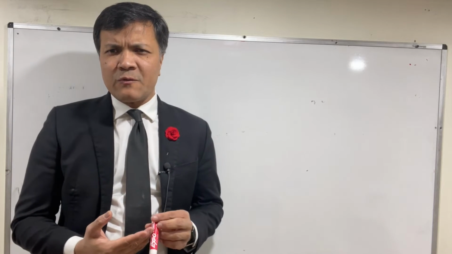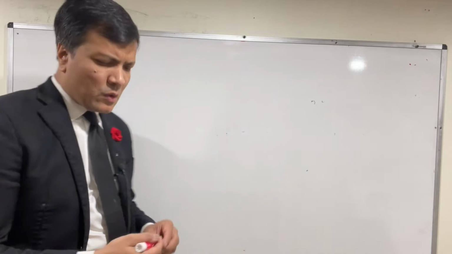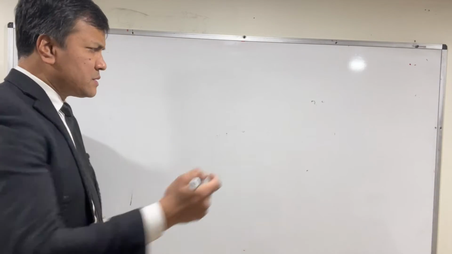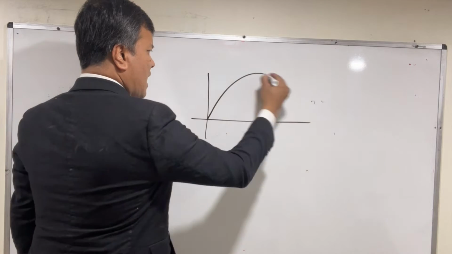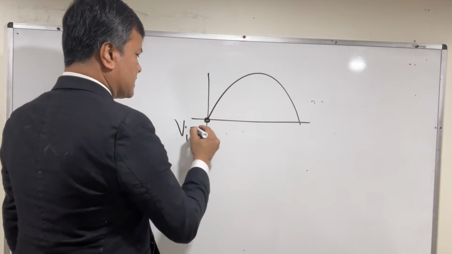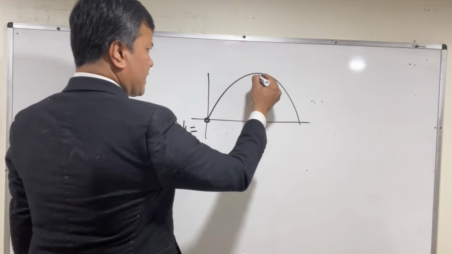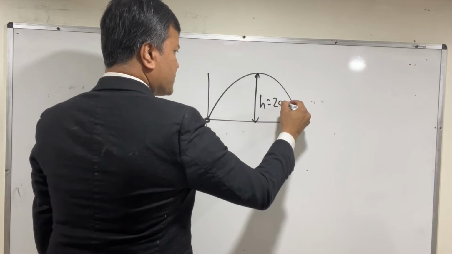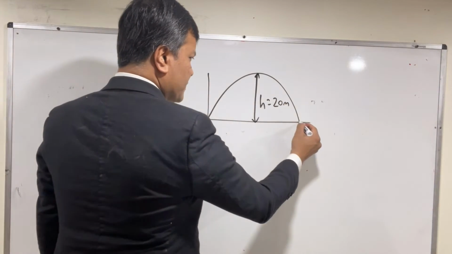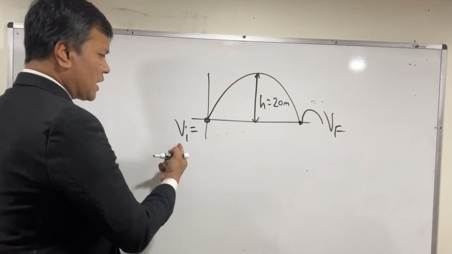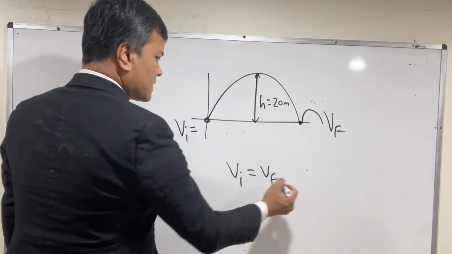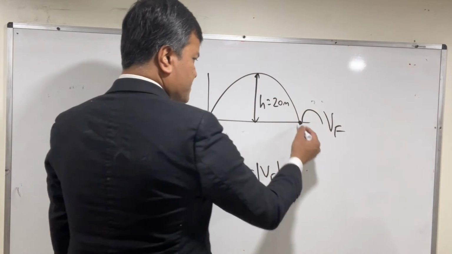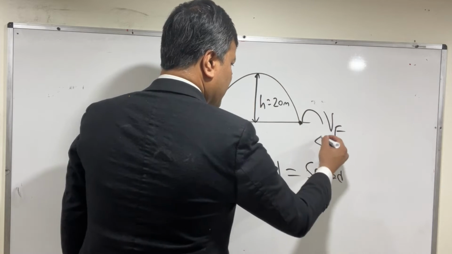Problem 6, if you read carefully, you'll notice that it's also a free fall problem. So you throw a ball upward with some initial velocity, which I did not give you. However, I gave you the max height. The max height of the ball is 20 meters. I want you to find the speed over here, the final velocity. You know V initial is equal to negative V final. If you take the absolute value, that becomes the speed over here.